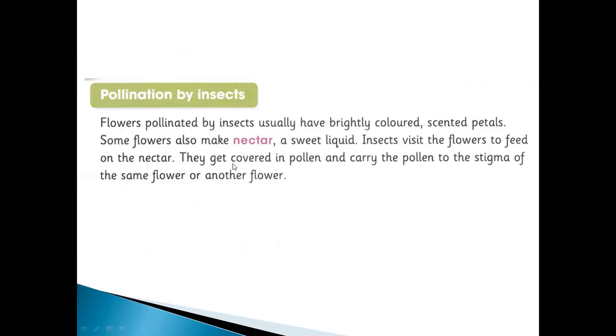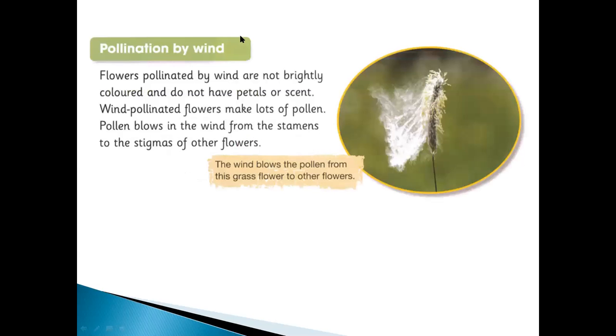So like this, their body gets covered in pollen and carries the pollen to the stigma of the same flower or another flower. And I also explained about cross pollination and self pollination. Self pollination is pollen transfer within the same flower, and cross pollination is from one flower to another flower.